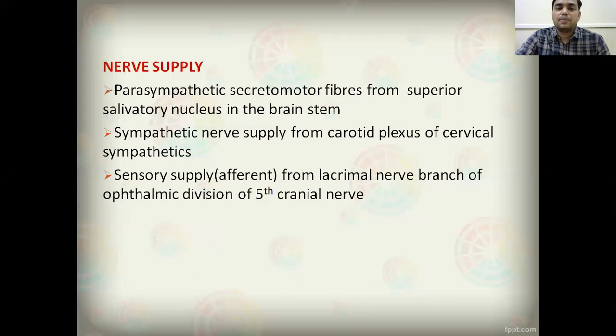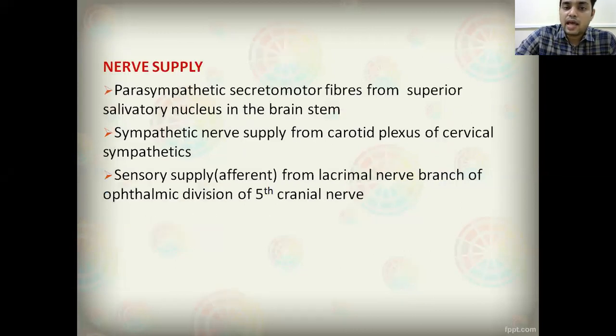Coming to the nerve supply of the lacrimal gland, the parasympathetic secretomotor fibers are from the superior salivatory nucleus, which is present in the brainstem. The sympathetic nerve supply is from the carotid plexus of the cervical sympathetics, and the sensory supply, from the afferent fibers, is from the lacrimal nerve, which is a branch of the ophthalmic division of the fifth cranial nerve. This is about the parasympathetic, sympathetic, and sensory supply of the lacrimal gland.